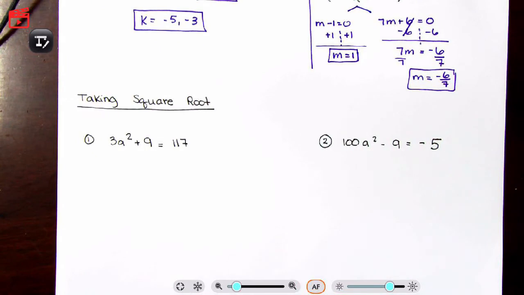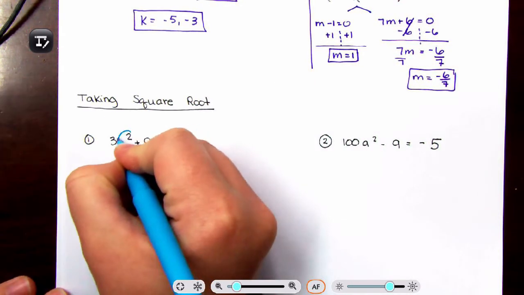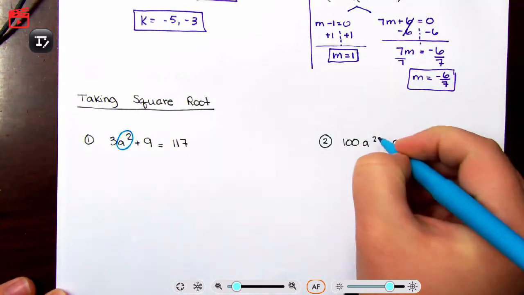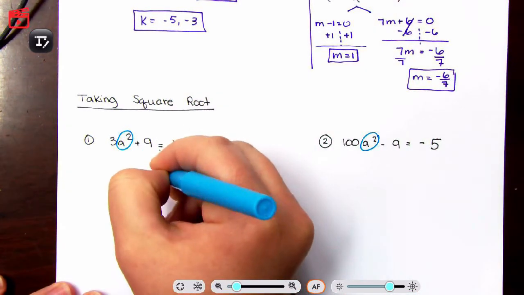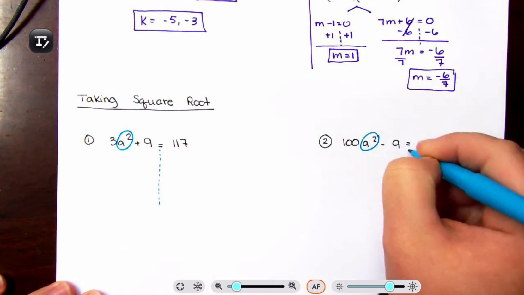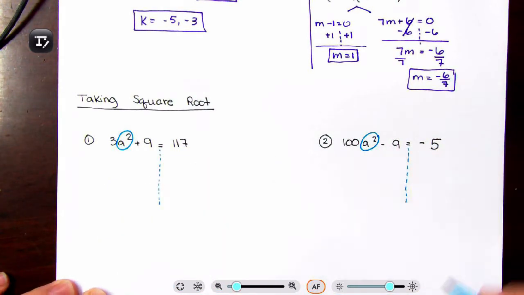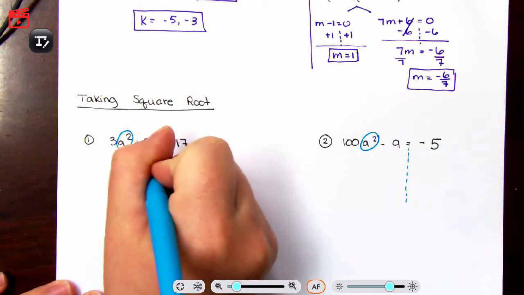Next method we have is taking the square root. First step in taking the square root is you want the squared, anything that's squared, to be by itself. So everything else needs to be removed. This is going back to pre-algebra, algebra, integrated math 1, whichever class that you took. Remove the addition subtraction first from the side that has your variable squared. So in this case, I have a minus 9.